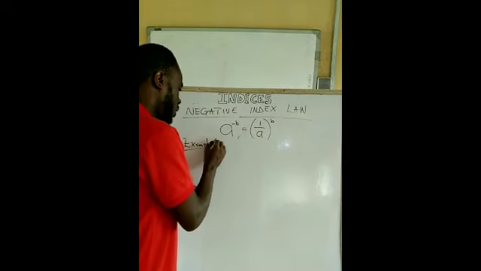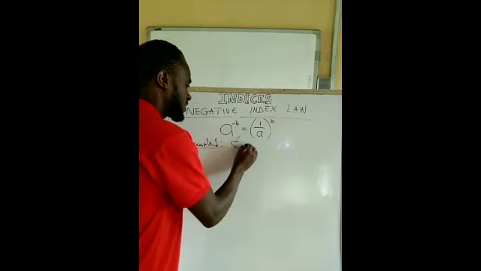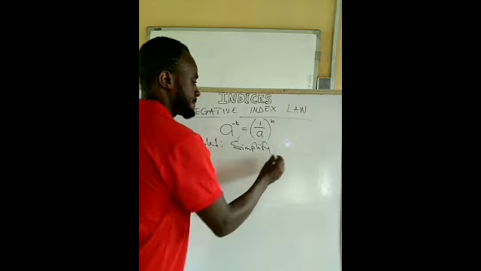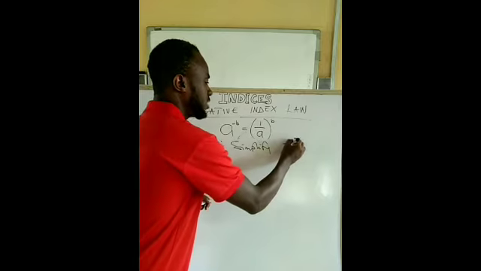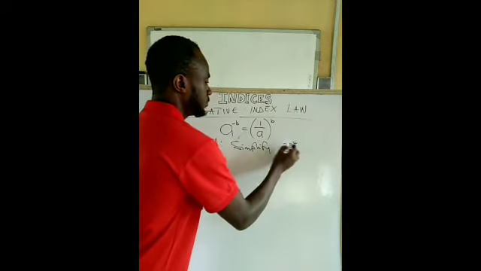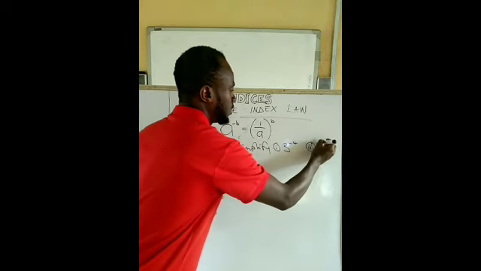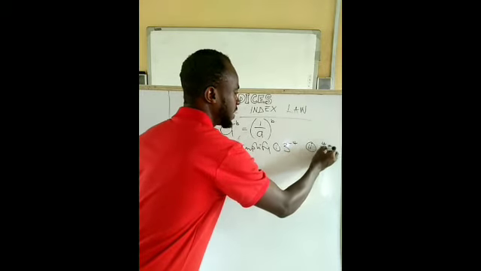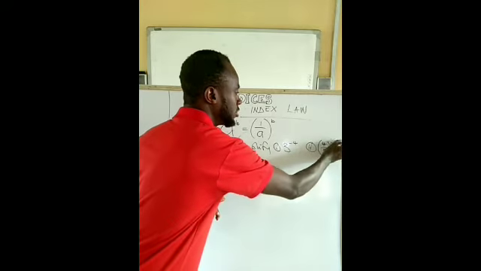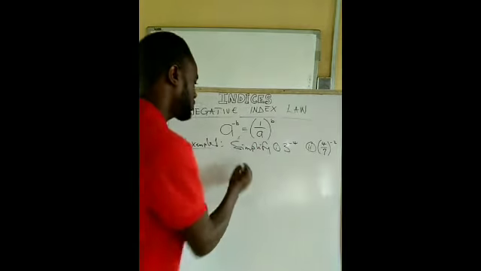Let me call this example 1. Here they say simplify: number 1, 3 raised to the power of minus 4. Number 2, 4 all over 7 all raised to the power of minus 2. Let's look at these two problems. How do we solve them?